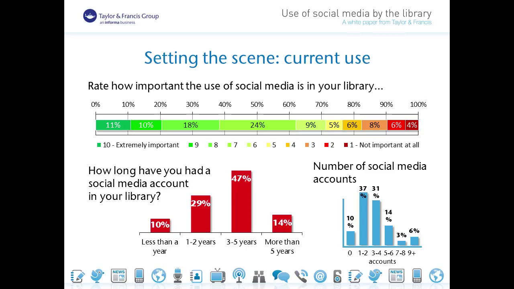We then also asked how many social media accounts that librarians owned. And in this bar chart here, in the bottom right-hand side, you can see that just over a third had 1 or 2 accounts, and just under a third had 3 or 4 accounts. Now, these, of course, could be multiple accounts on the same platform, or they could be one account on each of several different channels. But we're looking at which channels librarians are using in particular in a moment. So it seems that most librarians have been using social media for a number of years and generally think it has a very important role to play.